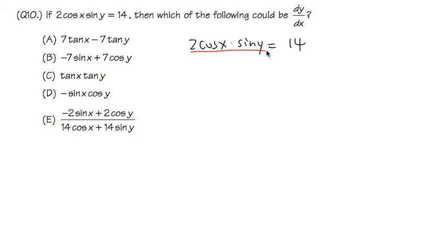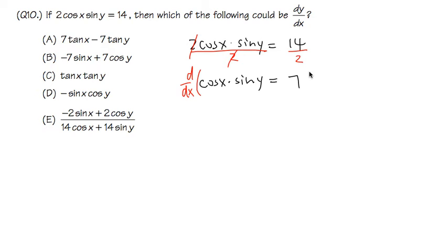Let me divide by 2 on both sides. This way, this 2 and that 2 will be able to cancel each other out, so I don't need to worry about the 2 on the left hand side. So here we have cosine x times sine y on the left hand side, and that will be equal to 14 over 2, which is 7. So I can just look at this equation and take the derivative implicitly.